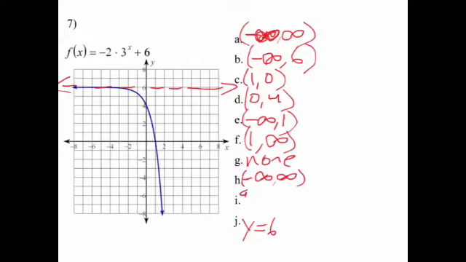And that brings me to this next part. When you want your end behavior, you need to do as x goes to negative infinity. And then your function is going to approach some value. So go left forever. What number is your function getting really, really close to? That number is 6. So that's my left end behavior.